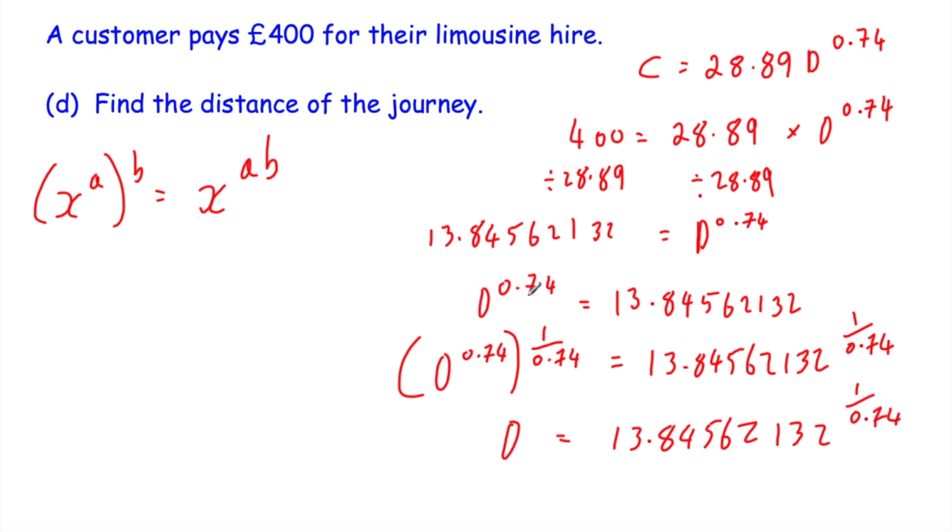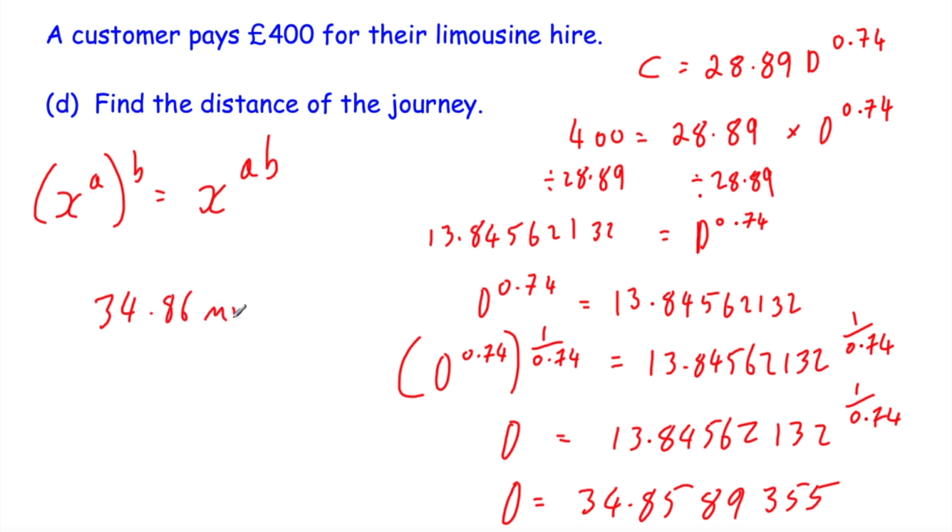Now, a lot of people would just go from this step to this step: if you had d to the power of 0.74 equals 13.8456 and so on, you just write that d equals 13.84 and so on to the power of 1 over whatever the power was. Then you could just type that into your calculator, and when you do that, you get an answer of 34.8589355 and so on. And that's it. We've found d, the distance of the journey. So if a customer pays £400 for a limousine hire, the distance of the journey would be 34.86 miles to 2 decimal places.